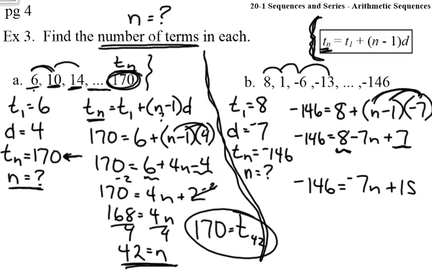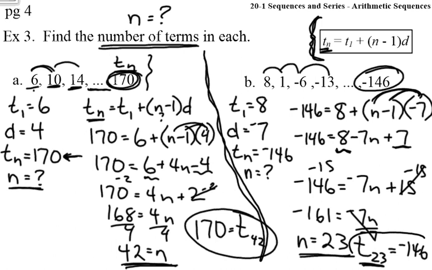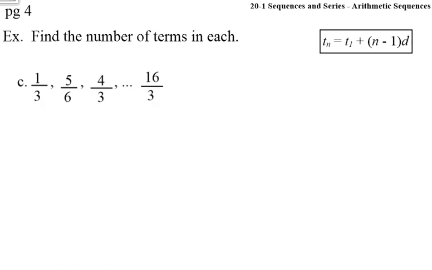At that point, now all we have to do is isolate the n. Subtract 15 from both sides, which leaves us with negative 161 equal to negative 7n. And from there, divide by negative 7, and n equals 23. So again, what does this tell us? It's telling us the 23rd term is that last term in our sequence, negative 146. So you're not always finding the nth term. Sometimes you're using that formula to find other stuff.